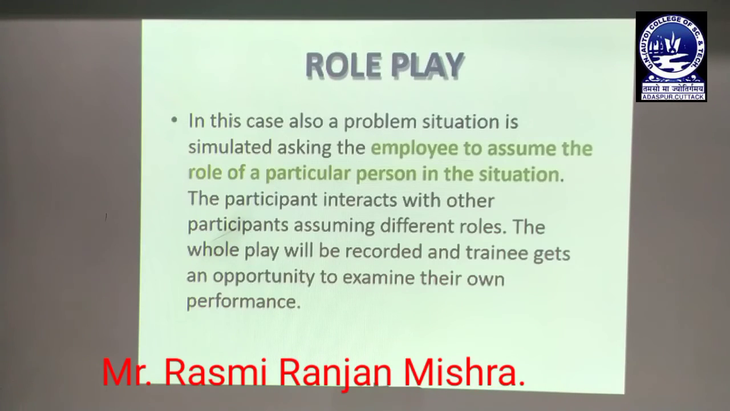Then the another method is the role play method. In this case also, a problem situation is simulated for the employee to assume the role of a particular person in the situation. So role play means the employee is assigned a particular task and how that will be performed by that particular employee in the particular situation.